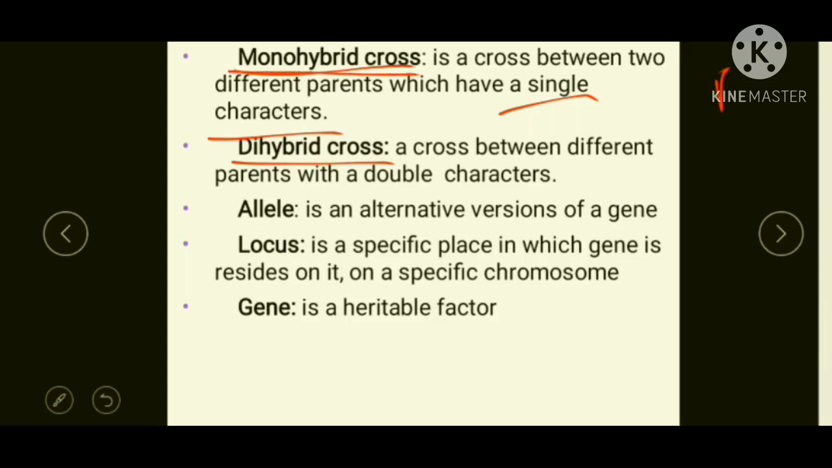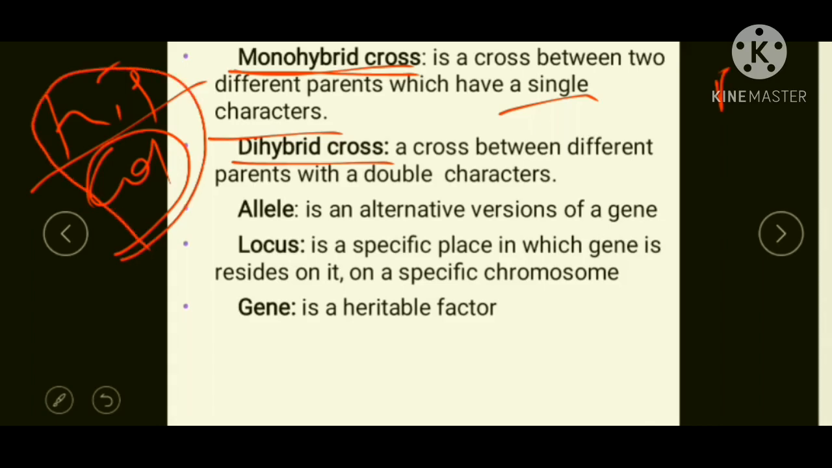When we cross these characters together, for example when we cross plant height with flower color, we can say this is a dihybrid cross. But when we say monohybrid cross, we cross only for the character of plant height, or for the flower color. But when you say dihybrid cross, we cross these two characters together.